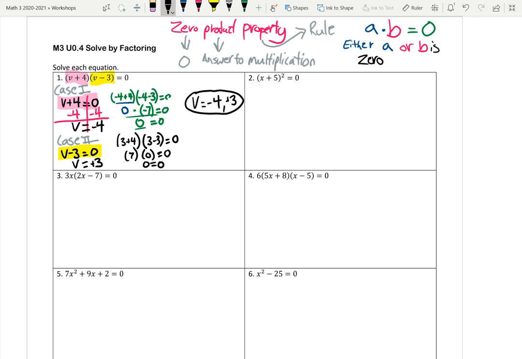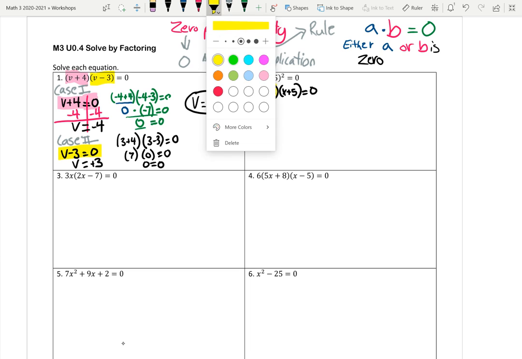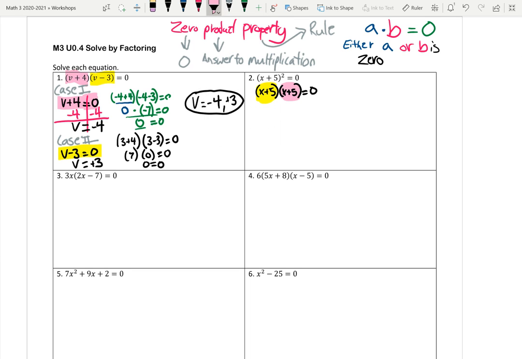So for number 2, you might be saying, hey, I'm going to only have one answer. But when I remember that a square just means the same number multiplied by itself, I see that my zero product property rule is going to come into play. I have two different numbers being multiplied. When are both of them going to be 0?